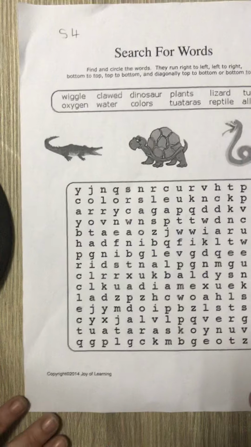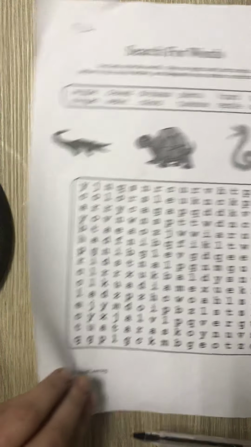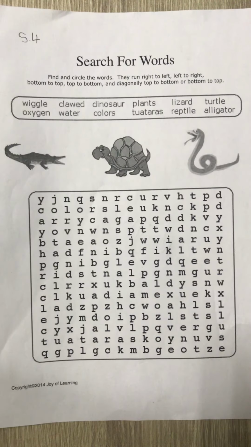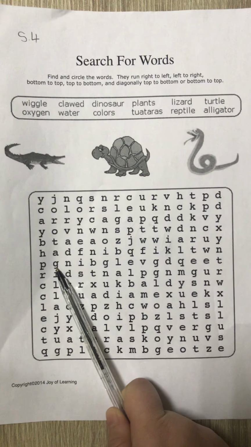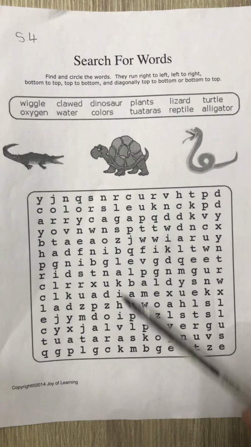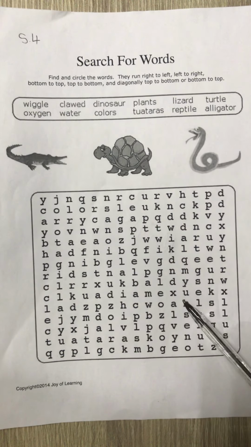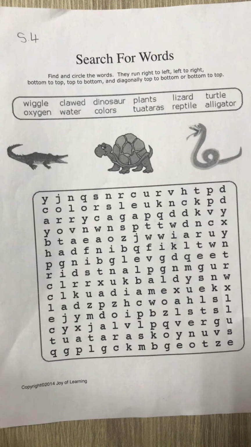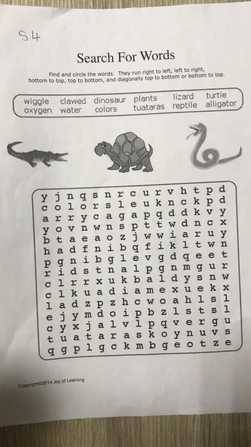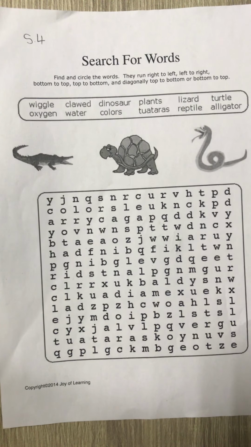Now I want you to look at S4. Okay, find and circle the words. They run right to left. So from this side to this side, left to right, bottom to top, top to bottom, and diagonally, like this. So side, up, and down. First word you need to find is wiggle. Grade 2, I'm not going to wait for all of you to do this. This is an activity that you can do on your own. I'm just going to read the words for you.